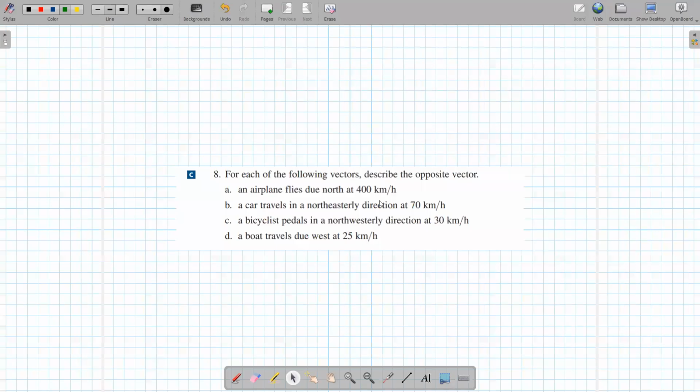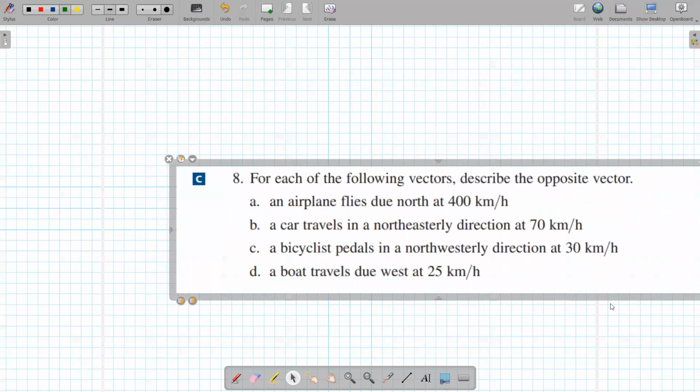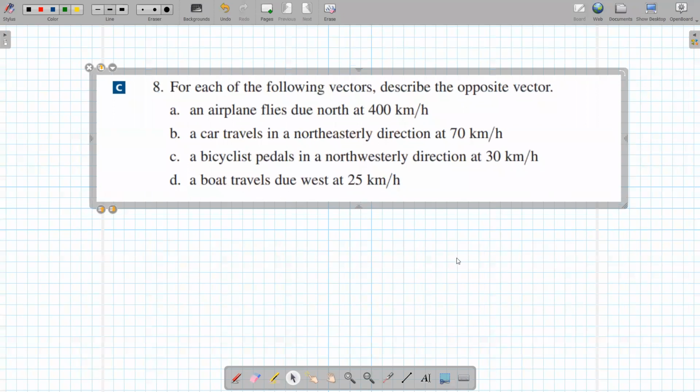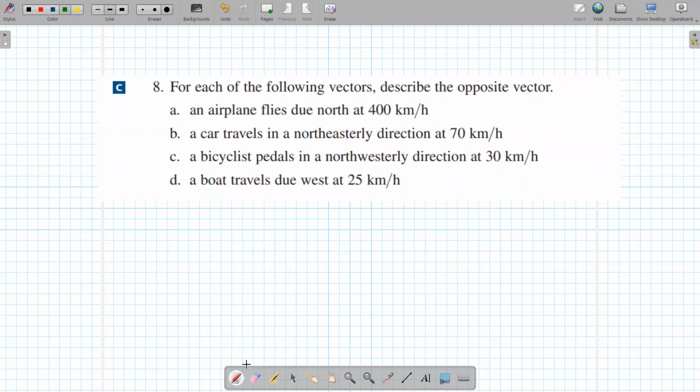Been a pretty easy question. For each of the following vectors, describe the opposite vector. A, airplane flying north at 400 kilometers per hour. What's the opposite? It's flying south. Yeah, easy.